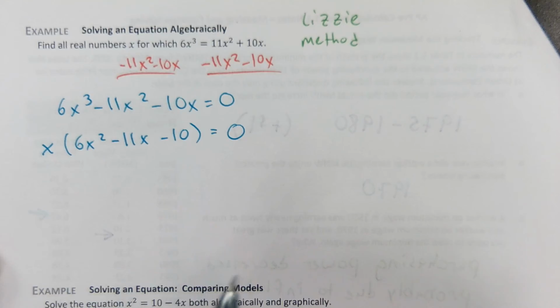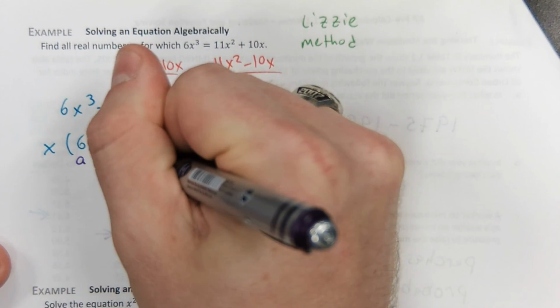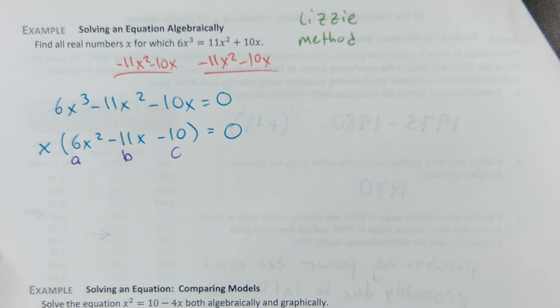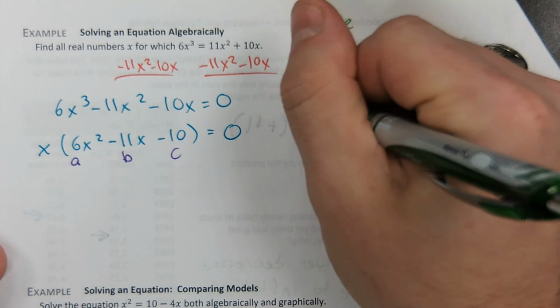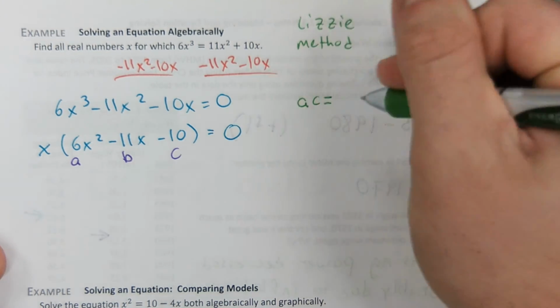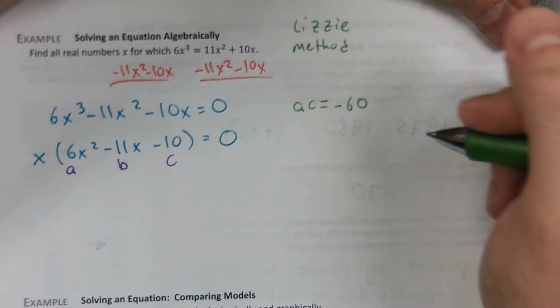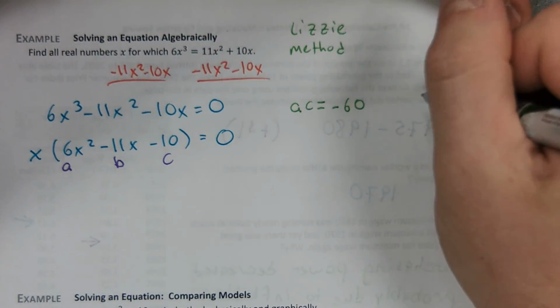In this quadratic, we have a in front of x squared, b in front of x, and c is the constant at the end. Okay? The Lizzie method says, multiply a and c, figure out what you get. You're going to get a negative 60. Identify your b value. It's negative 11.